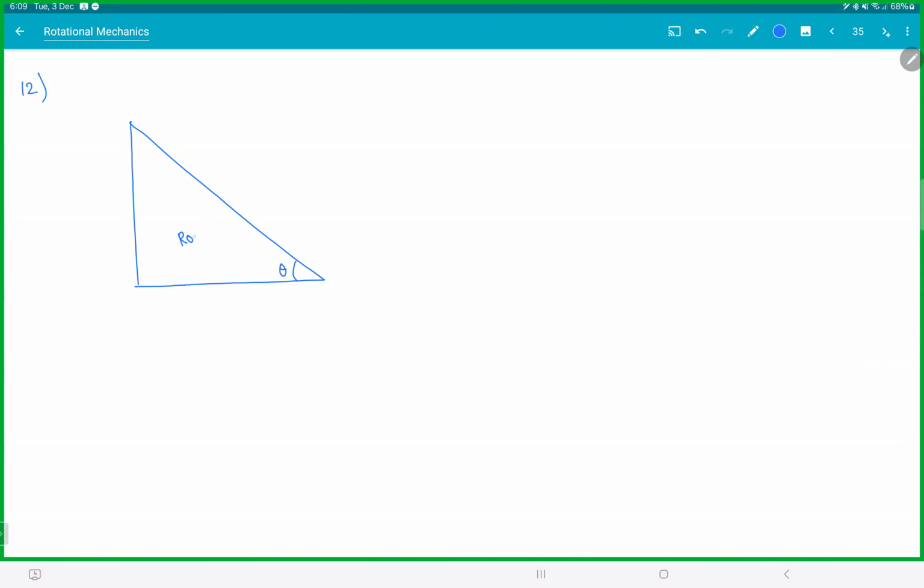Theta. We have a rough incline. Mu is not given. We have a sphere. Cylinder actually. Solid cylinder, mass m, radius r.